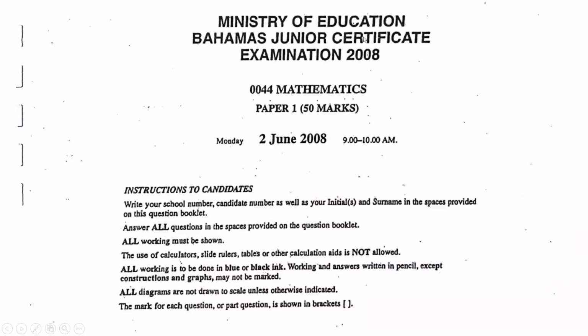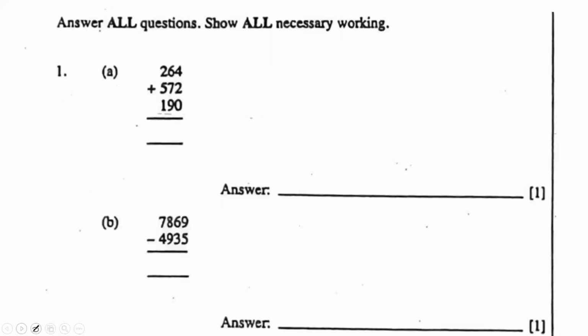As you can see, this is the cover. Ministry of Education, Bahamas Student Certificate Examination. This is a 2008 paper, paper one, worth 50 marks. You have a paper one and a paper two. For this examination, you are not permitted to use a calculator. Let's get started. Here we begin with an addition problem and a subtraction problem.